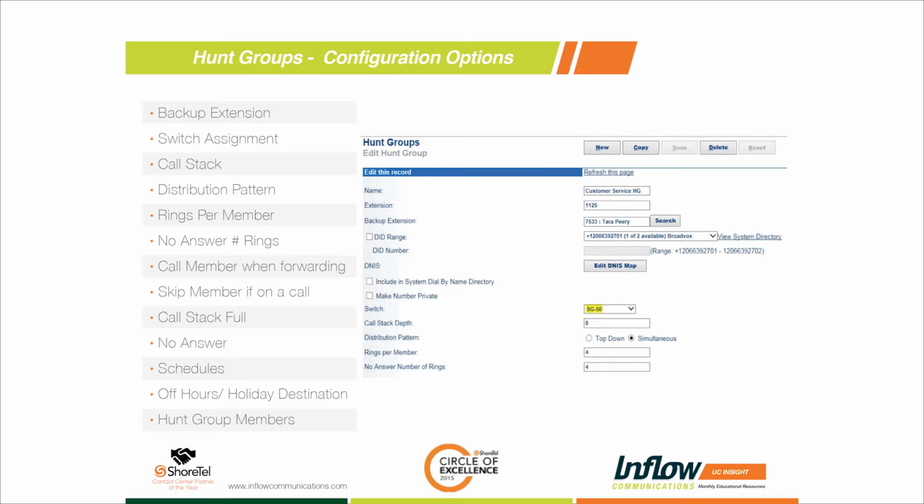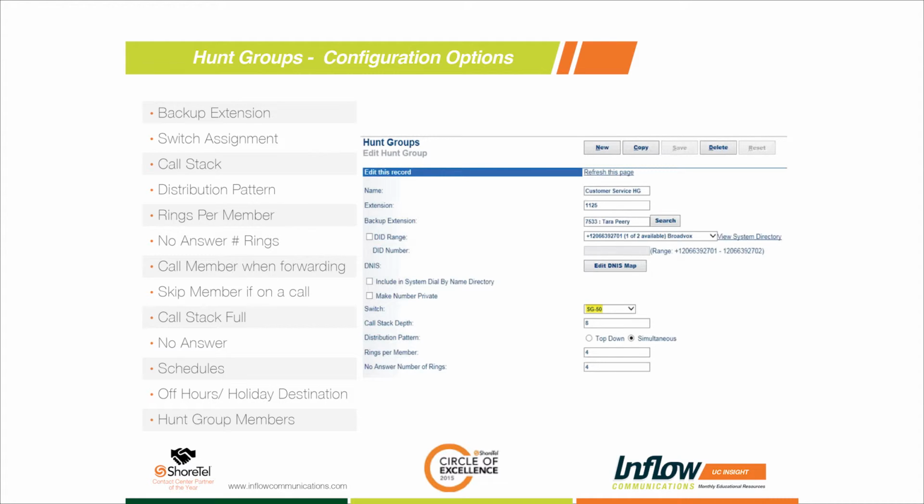So would you really want to allow 8 at a time? Maybe not. That might be a little bit much. But the system does support a call stack depth of up to 16. Most customers are using anywhere from 2 to 8, depending on how many calls they want to allow and how many people are taking calls for this customer service group. If you had 8 or 10 people taking calls, we can support a bigger call stack depth.